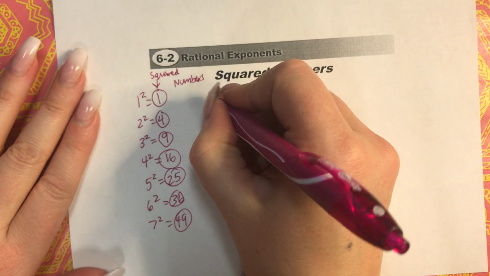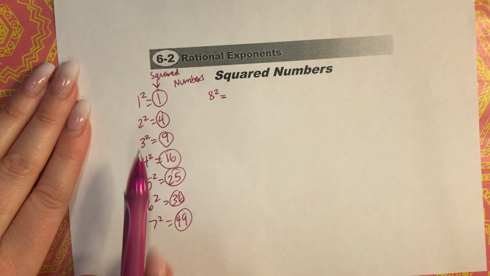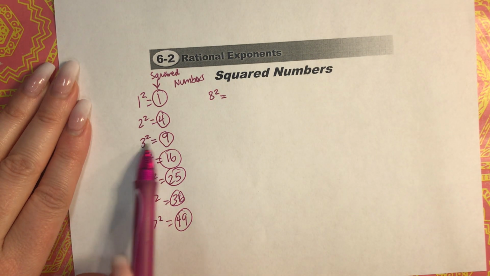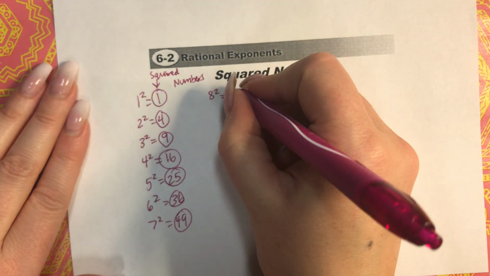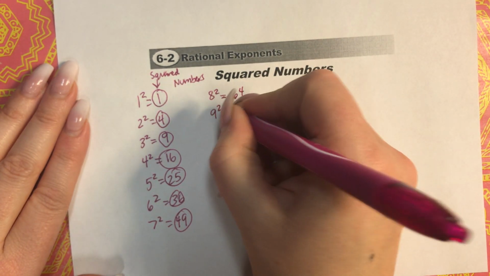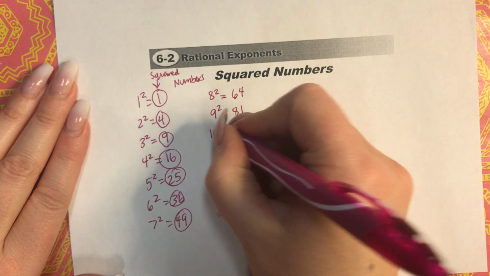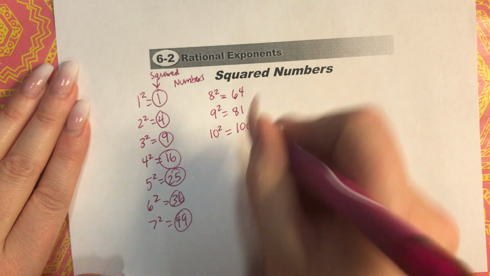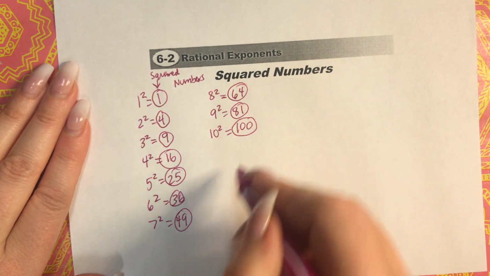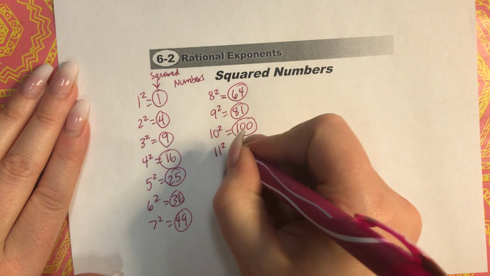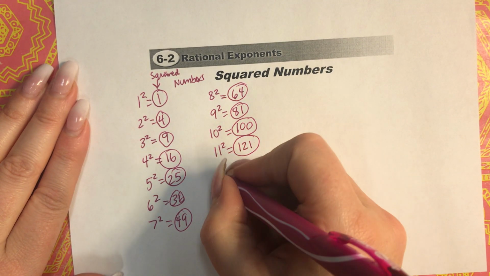8 squared is the same as 8 times 8, right? 2 times 2 is 4. 3 times 3 is 9. 4 times 4 is 16. So 8 times 8 is 64. 9 squared is 9 times 9, which is 81. 10 squared is 10 times 10, which is 100. And these are all squared numbers. You need to be able to identify these circled numbers. 11 squared is the same thing as 11 times 11, which is 121.